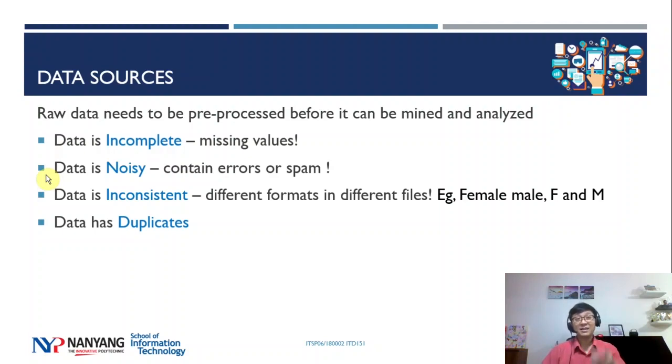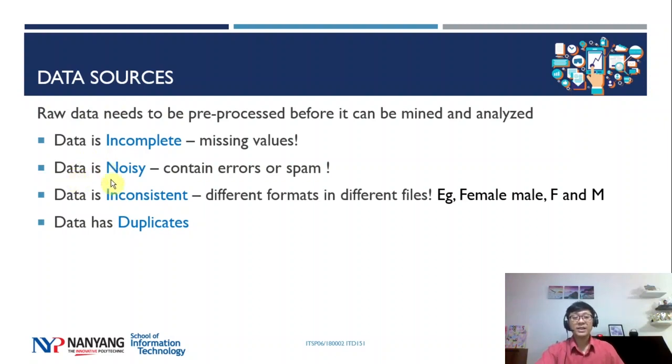For example, data that is incomplete. When you do a market survey, some data are really incomplete. Some never fill in the full name, some fill in other names, some put blanks, so there are missing values. We have to deal with this. When the data is not complete or blank, what are you going to do with it? That's where you have to do some pre-processing, so maybe all the null values you replace with NA, not applicable, etc.